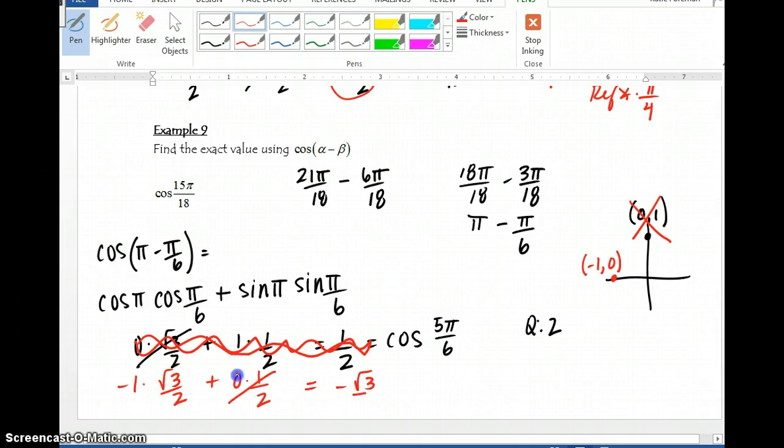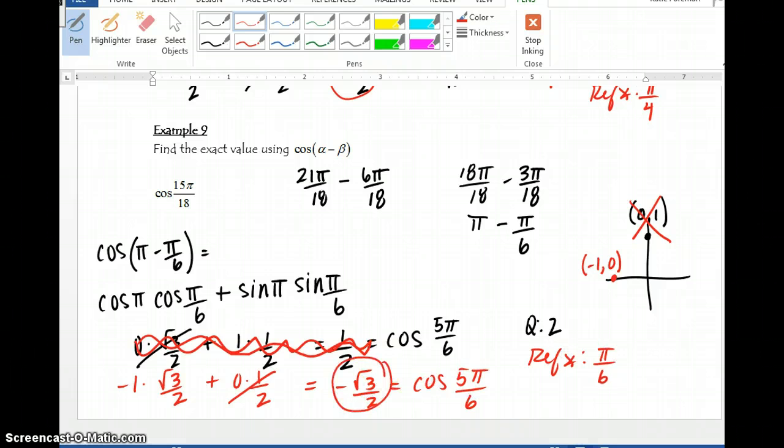So now, when I look at the reduced fraction, 5 pi over 6 is a second quadrant angle. Reference angle is pi over 6. So now it verifies that my answer is correct. Sorry about that.